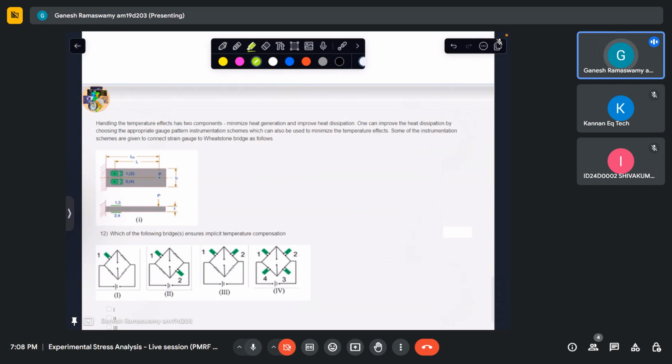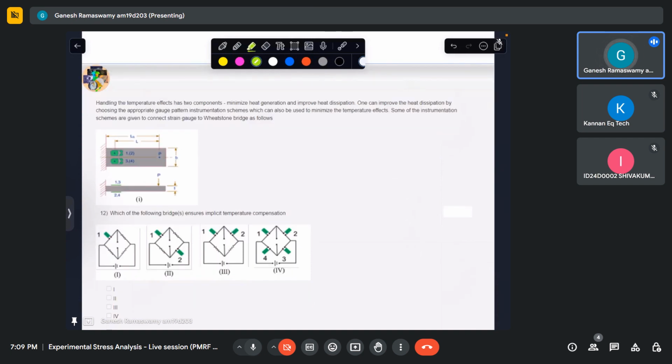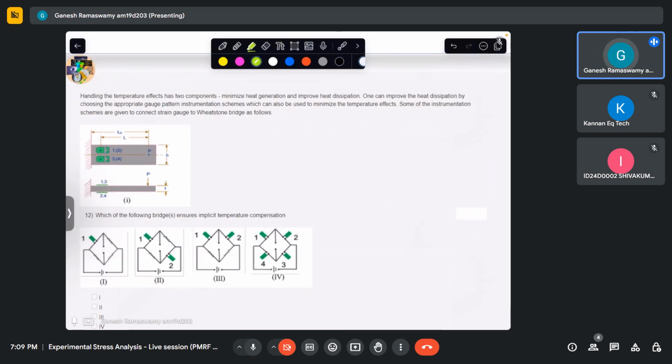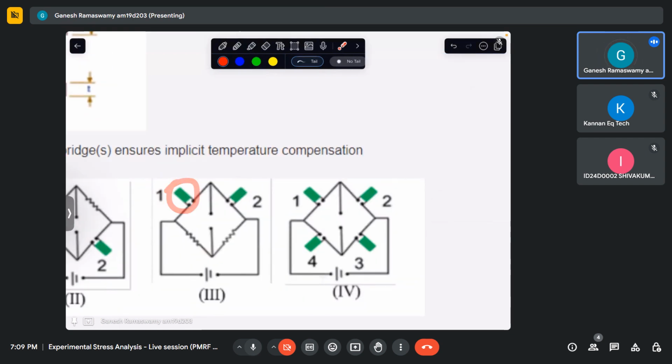So let us look at this question. Handling the temperature effects has two components, minimizing heat generation and improving heat dissipation. One can improve heat dissipation by choosing the appropriate gauge pattern instrumentation schemes, which can also be used to minimize the temperature effects. So one is that we are using a temperature compensation gauge, that is STG, which accounts for the difference in the strain bit of the strain gauge versus the specimen material, and also accounts for the change in the resistance of this metal foil. But this is not the end of the story, because this strain gauge we have to connect to a Wheatstone bridge and then make the measurement.